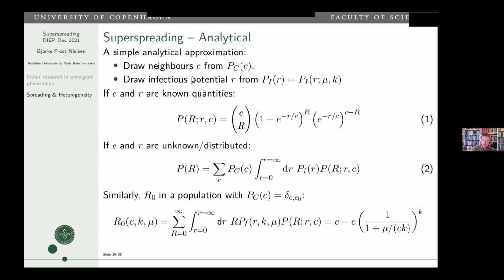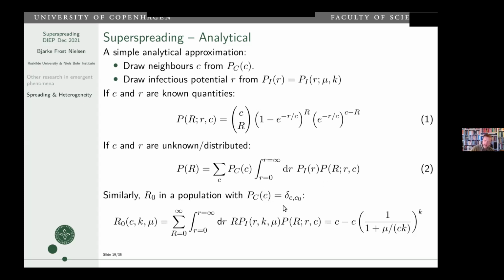Okay, so if you know the C, the number of neighbors that you have, or the degree if you're talking in network lingo, and you know your infectivity, then you can compute the distribution of your reproductive number, so the number of persons that you will infect, that I call capital R, according to this formula, which is pretty easy to derive. But then on the other hand, if C, the number of neighbors, and r are distributed according to these distributions I mentioned, then you can integrate them out, and the distribution of offspring or of reproductive number is this integral.